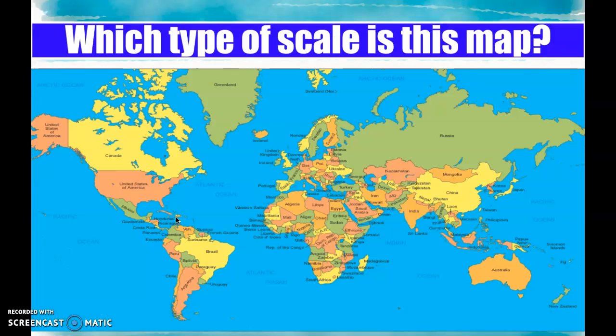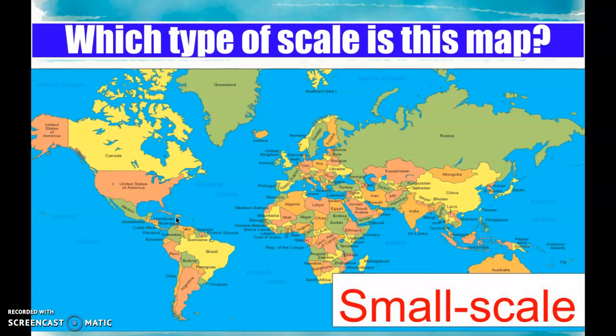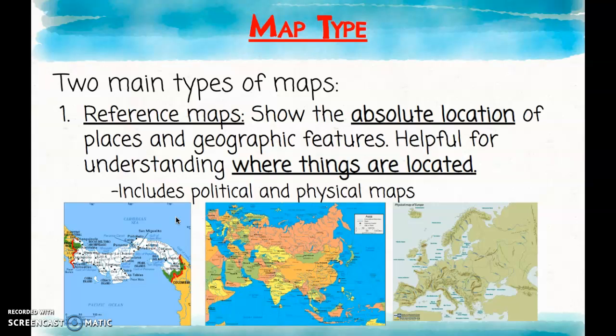Okay, last practice round. Is this large scale or small scale? And so hopefully you were able to determine this is small scale because it's a map of the entire world. Okay, so the next category that we need to talk about when we're considering maps is the type of map that we are looking at. Okay, so there are two main types of maps.